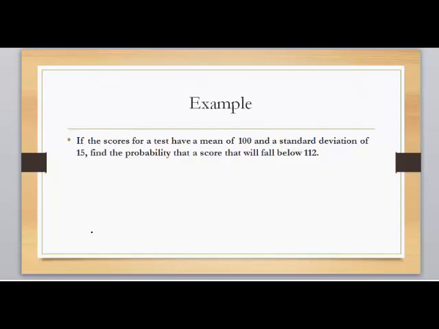Our first example says, if the scores for a test have a mean of 100 and a standard deviation of 15, find the probability that a score will fall below 112. So I'm going to begin by writing down the information that I'm given. I'm told that the mean is 100, and that the standard deviation is 15. And I want to find the probability that a score will fall below 112.